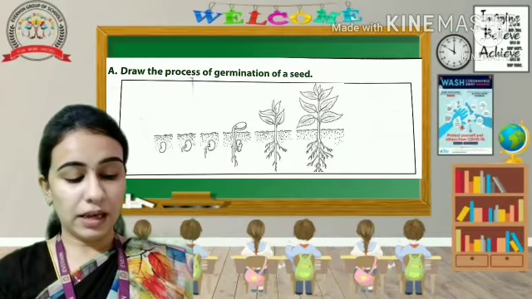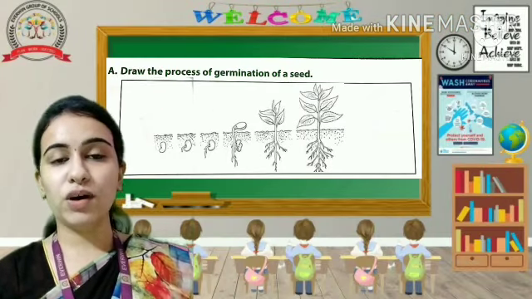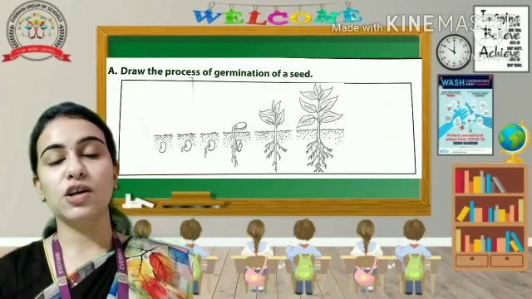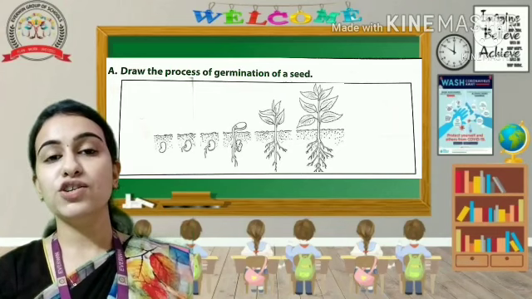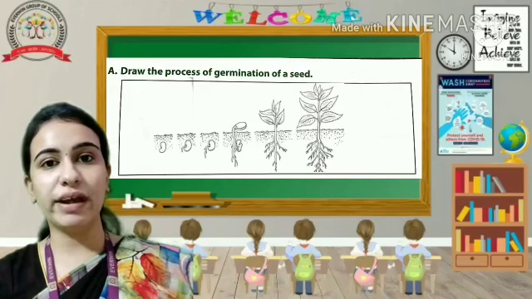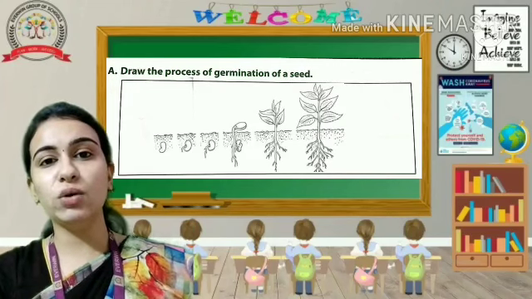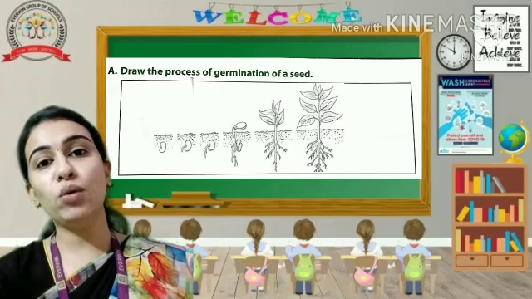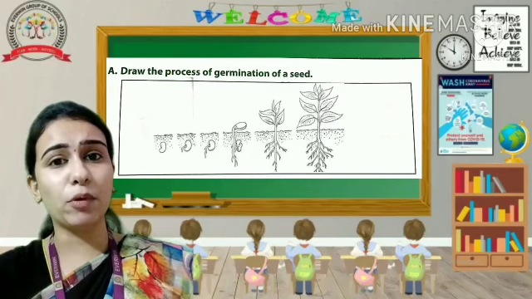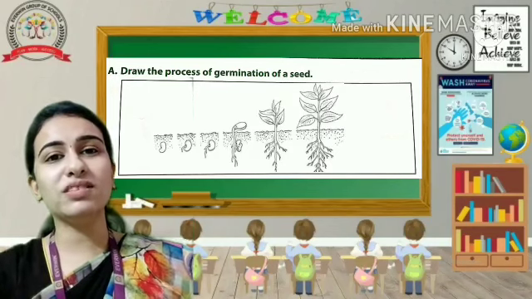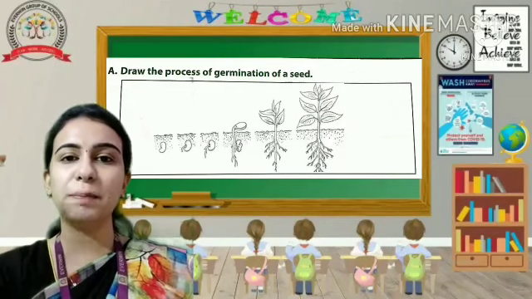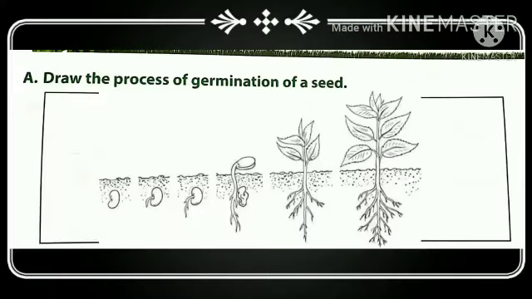Now let's do the exercise on page number 10. Worksheet 3. A. Draw the process of germination of a seed. So first, what will we do? First we will sow the seed, right? After that you can see tiny roots begin to grow. Then you can see a small part of the plant peeping above the ground, a stem along with a single leaf or two leaves. Then you can see the plant growing gradually.